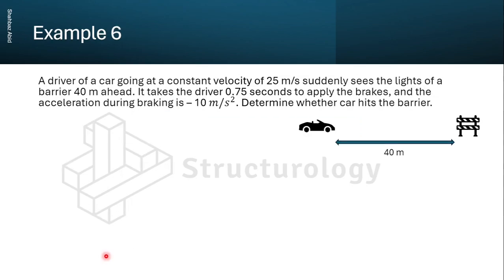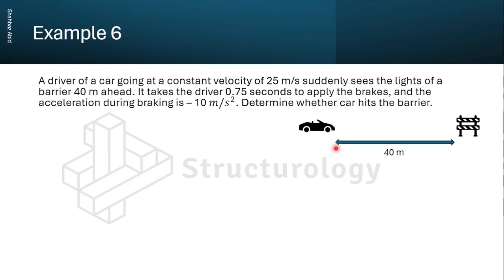Let's solve example 6. A driver of a car going at a constant velocity of 25 meters per second suddenly sees the lights of a barrier 40 meters ahead. It takes the driver 0.75 seconds to apply the brakes, and the acceleration during braking is negative 10 meters per second squared. Determine whether the car hits the barrier.